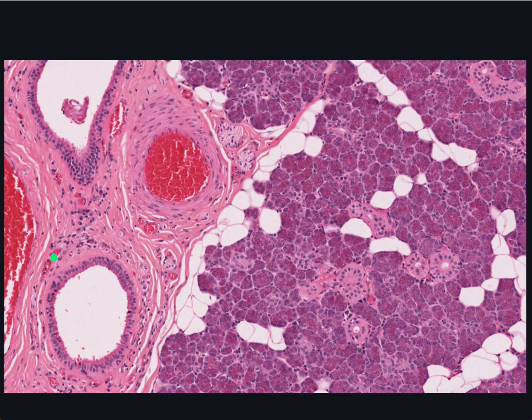The duct will be surrounded by interlobular connective tissue and lined by an epithelium that can be simple columnar, pseudostratified, or stratified columnar, depending on its size.